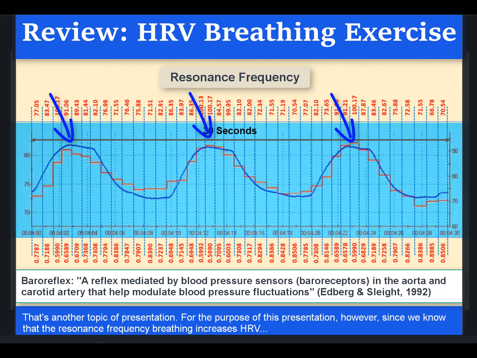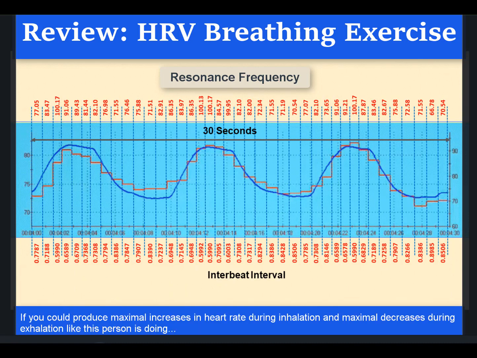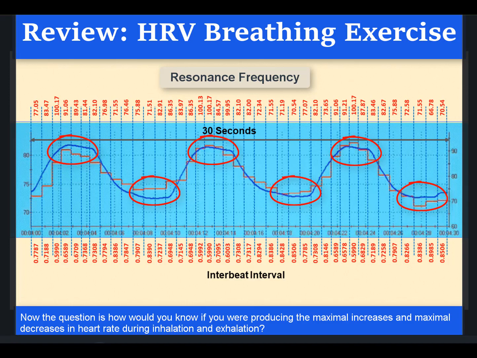For the purpose of this presentation, however, since we know that the resonance frequency breathing increases HRV, if you could produce maximal increase in heart rate during inhalation and maximal decreases during exhalation like this person is doing, then you would be breathing at the resonance frequency produced by your baroreflex system. Now the question is, how would you know if you were producing the maximal increases and maximal decreases in heart rate during inhalation and exhalation?